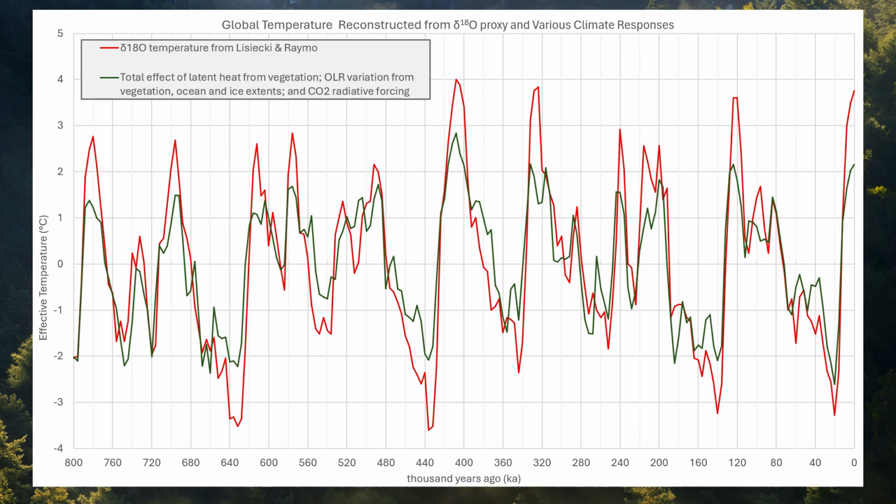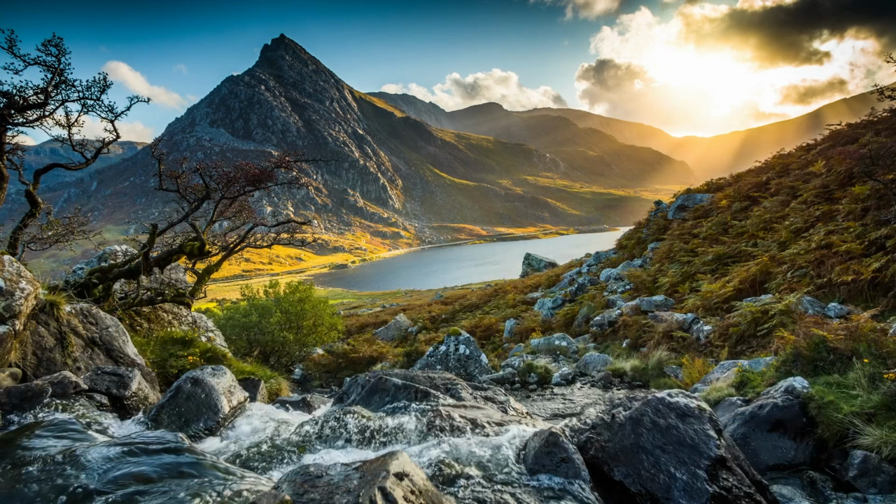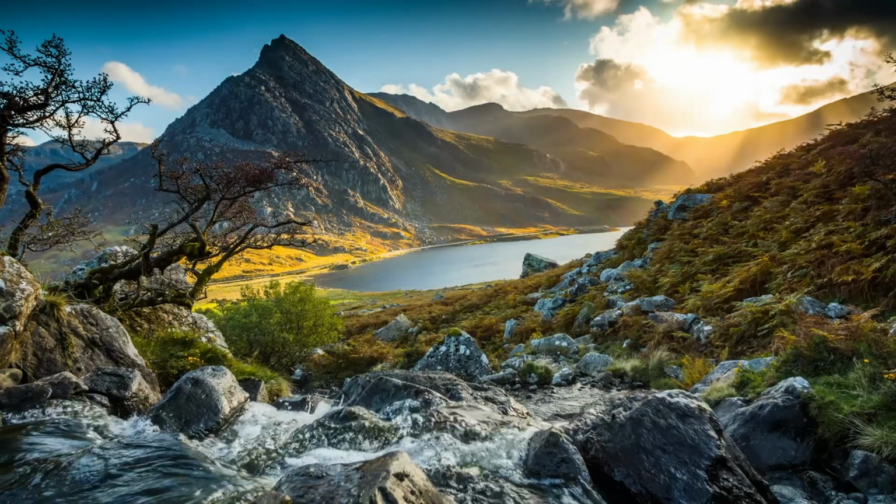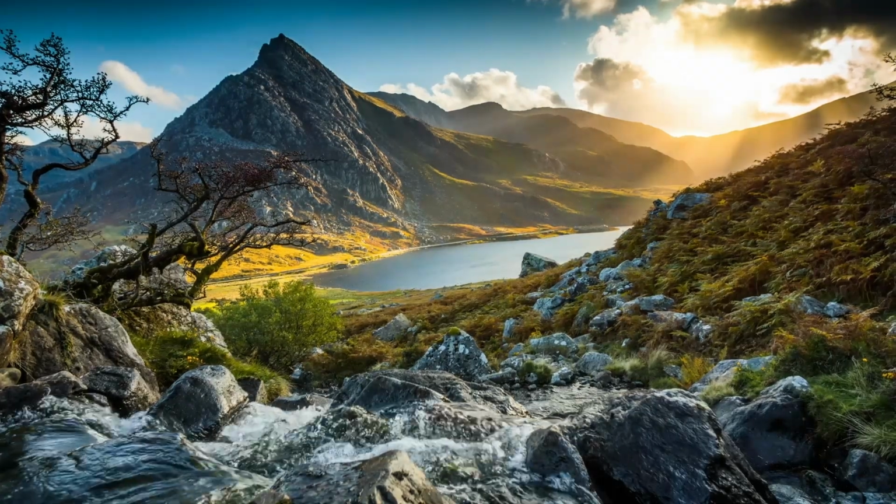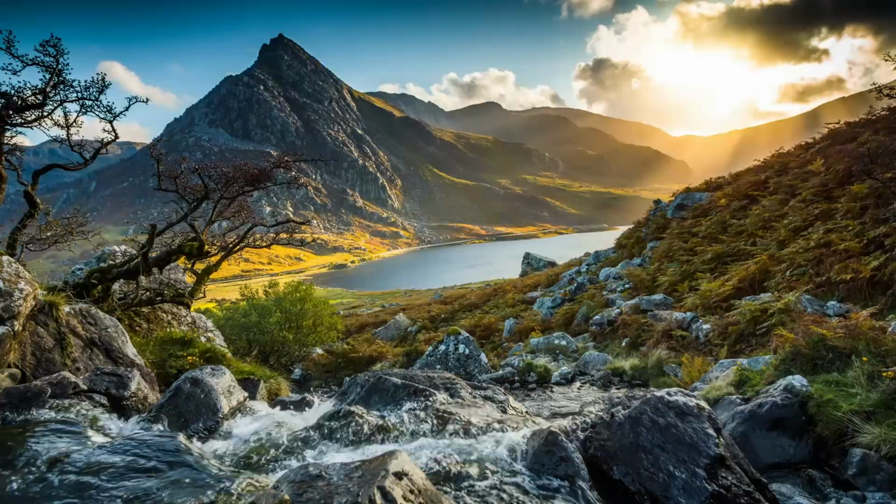This suggests that the climate system does not respond to carbon dioxide in isolation. Instead, it responds as a coupled system involving the atmosphere, hydrological cycle, vegetation, and surface energy balance. So does carbon dioxide warm the planet? Yes. Its radiative effect is real and measurable.